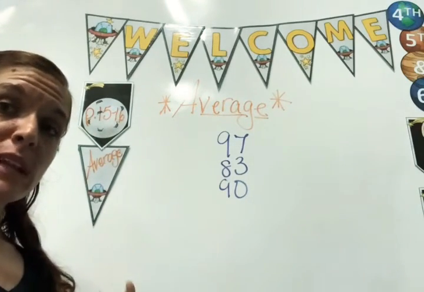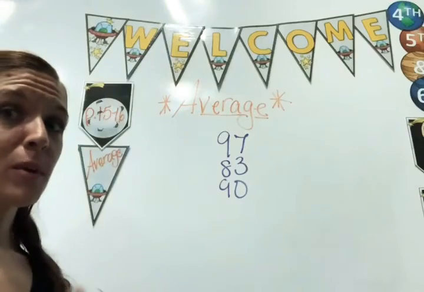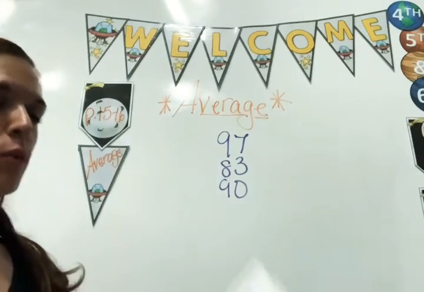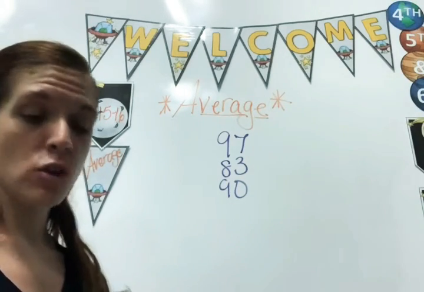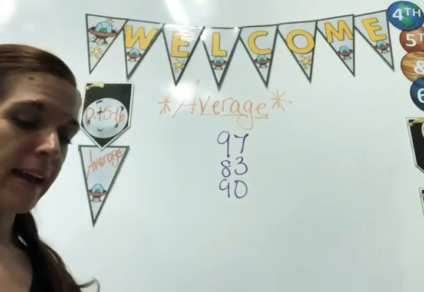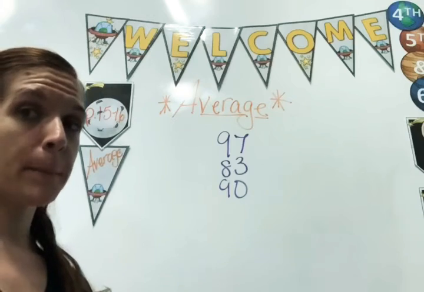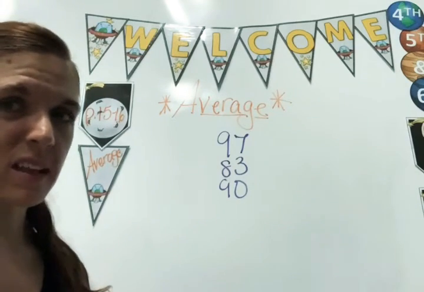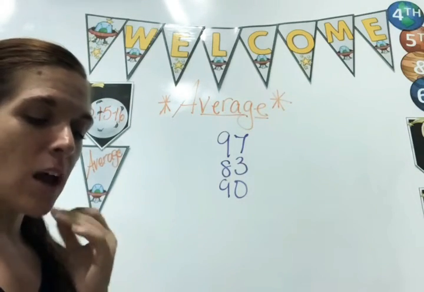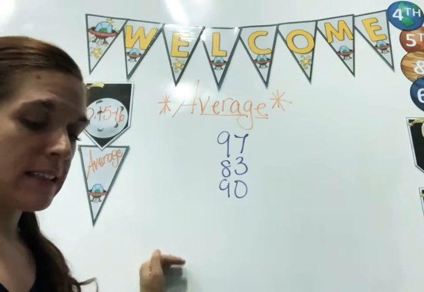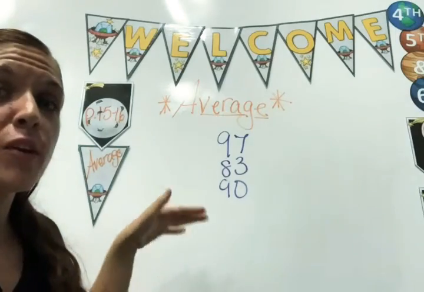So, what's really cool is if you look at your book, make sure you have your book open. Look what it says in the rule right here. It says to find the average of several numbers, divide the sum by the number of add-ins. What in the world is that talking about? Don't worry about that. Look, I want you to see this part. The average number is not smaller than the least number, nor greater than the greatest number.